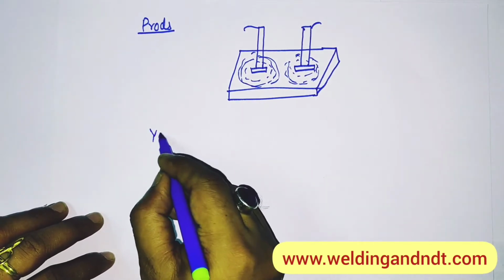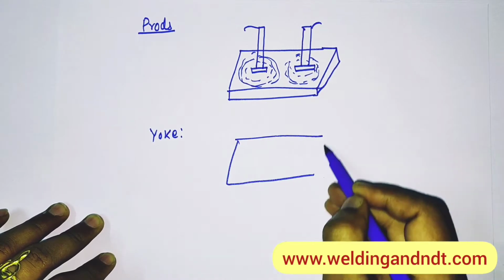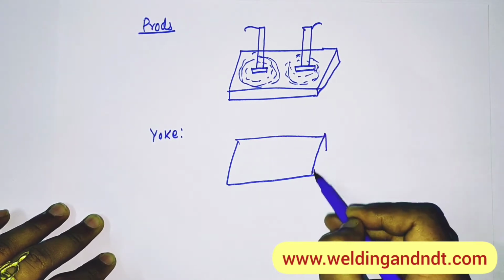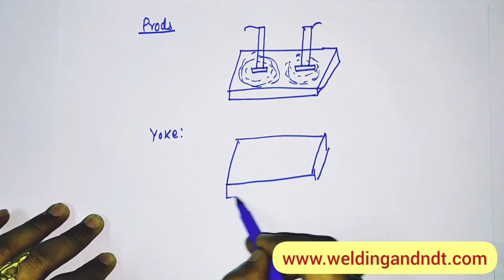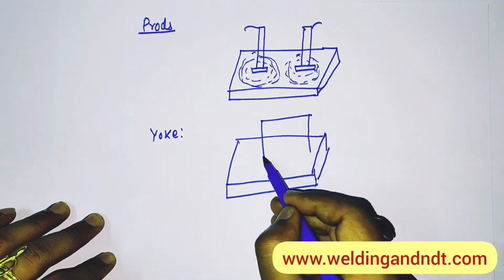Now you have yoke. It is also called as electromagnetic yoke. In yoke, suppose this is the part which needs to be examined. So electrodes, see, it is like this.